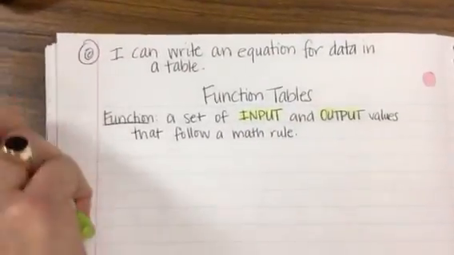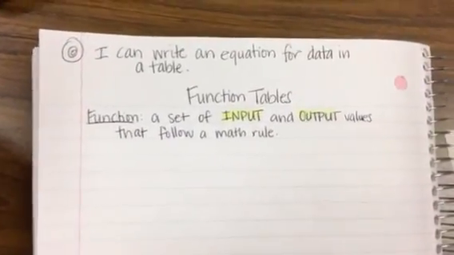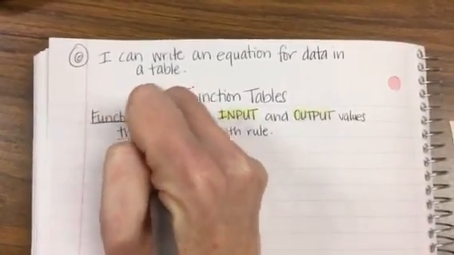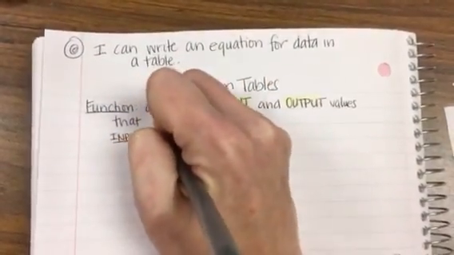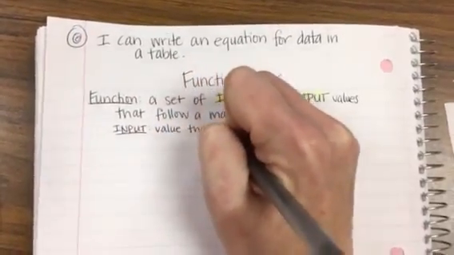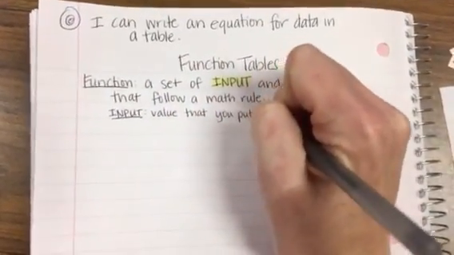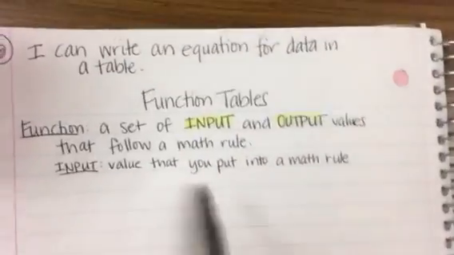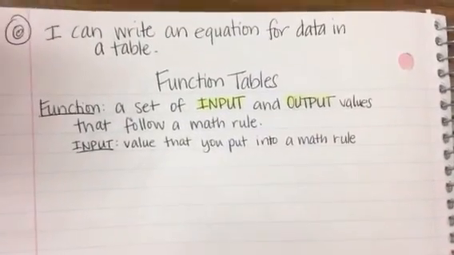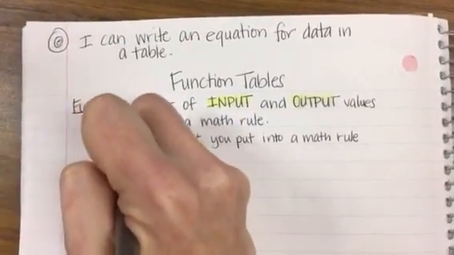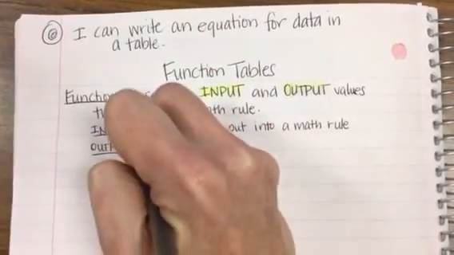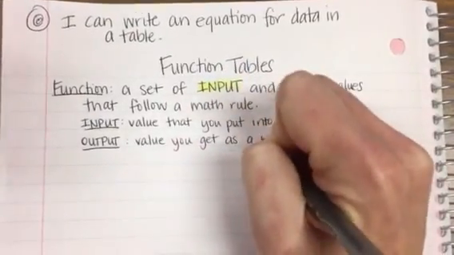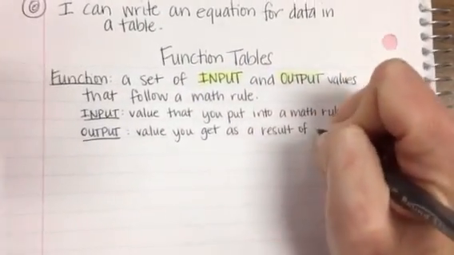So we talked a little bit about this when we have been in class before. We're going to talk about what an input is. So if we need to know what an input is, it's a value that you put into a math rule. Funny that they would call that an input because you're putting it in. And an output is the value you get as a result of a math rule.